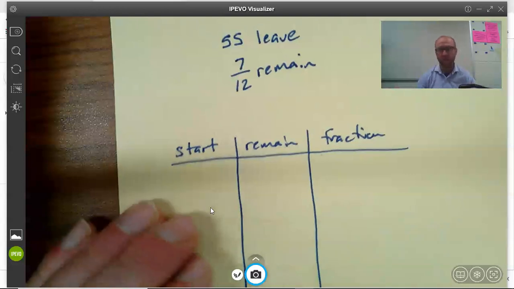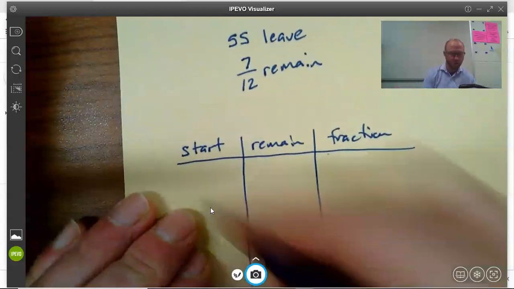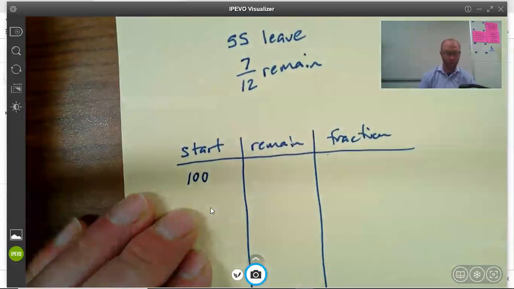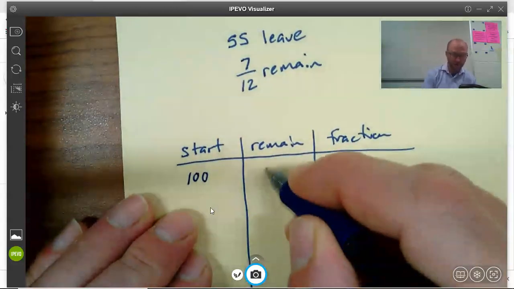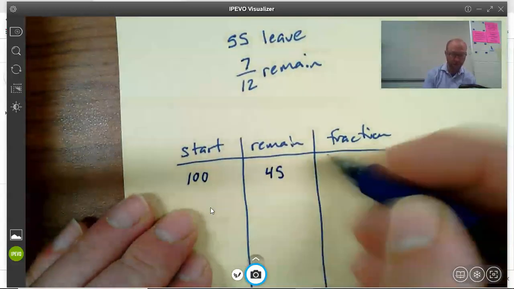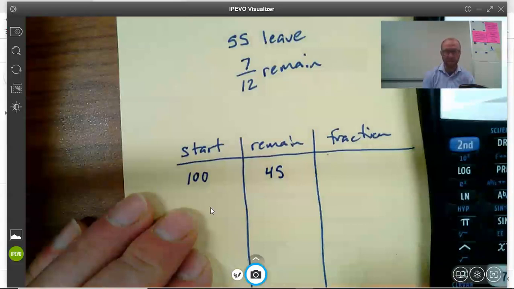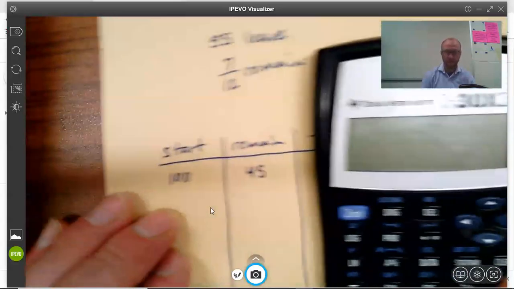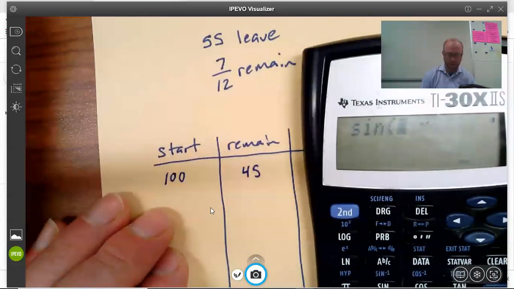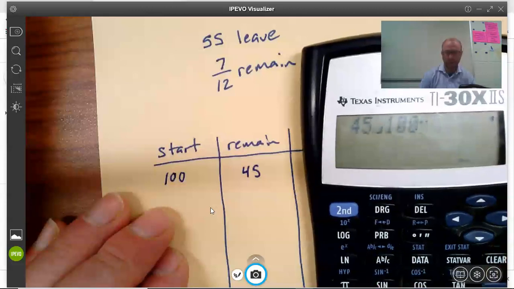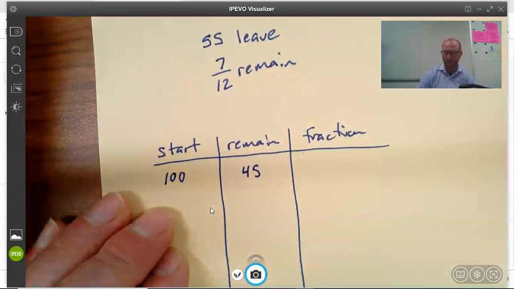So we can do a simple guess and check table. That's what we'll start out with. Let's just say we started with 100 people. Then 55 leave, so that's 45 remaining. What fraction remain out of the total? 45 out of 100 is 9/20ths.